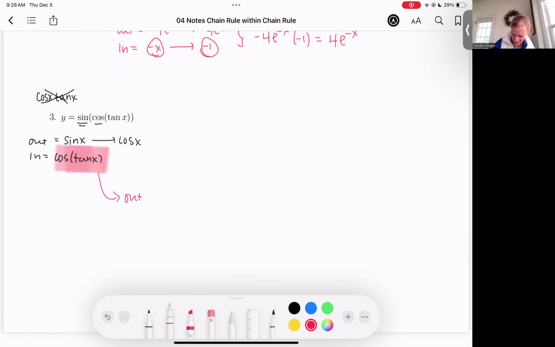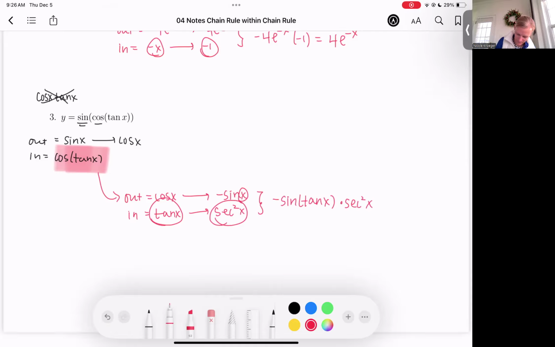Here, the outside function is cosine, and the inside function is tangent. Derivative of cosine is negative sine. Derivative of tangent is secant squared. When we put these back together, I'm going to plug tangent into here. So I get negative sine of tangent and then multiplied by secant squared x. And that was the derivative of my inside function.